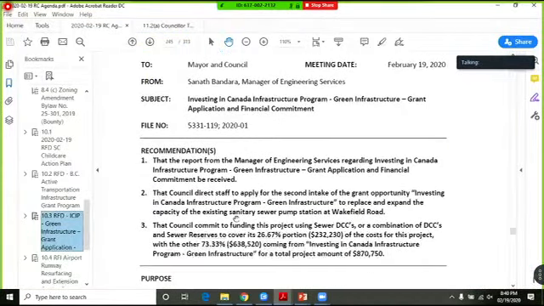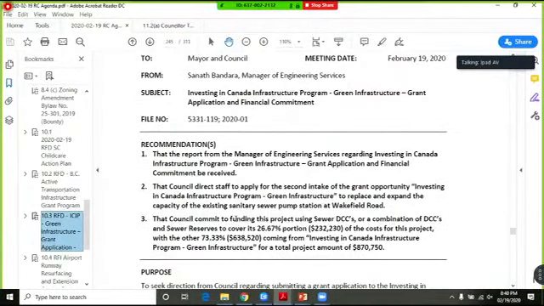Councillor Toth. I'd like to move recommendation 2, that council direct staff to apply for the second intake of the grant opportunity Investing in Canada Infrastructure Program Green Infrastructure to replace and expand the capacity of the existing sanitary sewer pump station at Wakefield Road. And recommendation 3, that council commit to funding this project using sewer DCCs or a combination of DCCs and sewer reserves to cover its 26.67% portion of the cost of this project, with the other 73.33% coming from Investing in Canada Infrastructure Program Green Infrastructure, for a total project amount of $870,750. Is there a seconder for that recommendation?